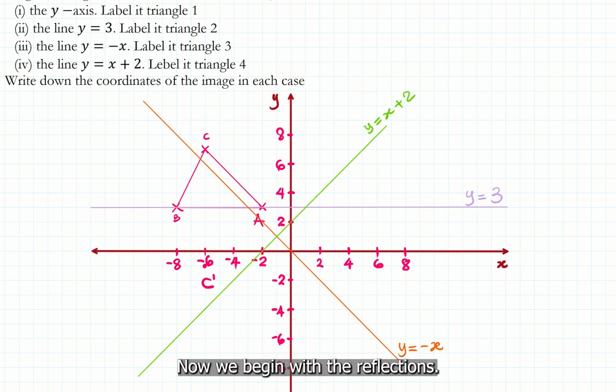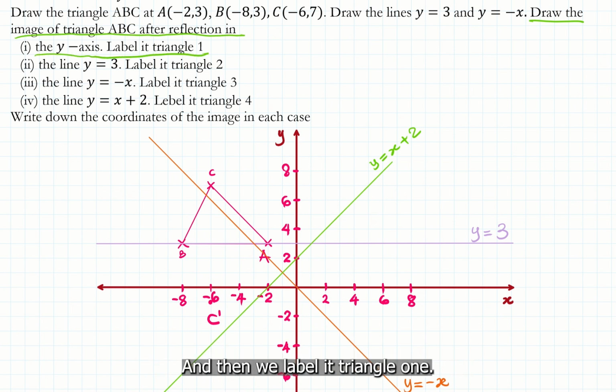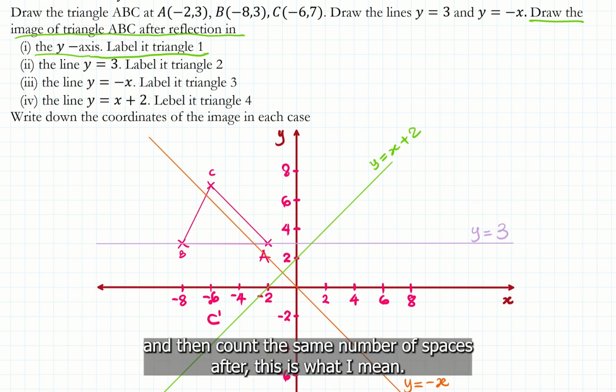Now we begin with the reflections. We want to draw the image of triangle ABC after reflection in the y-axis, and then we label it triangle 1. That's the first thing we are going to do. The y-axis is a vertical line, so all we just need to do is to count to the mirror line and then count the same number of spaces after. This is what I mean.